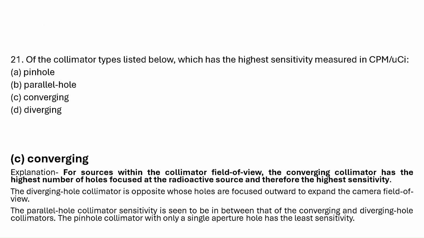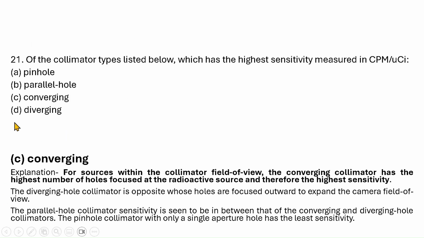The converging collimator has the highest sensitivity because for sources within the collimator field of view, the converging collimator has the highest number of holes focused at a radioactive source, and therefore it has the highest sensitivity. Diverging has the opposite, and the parallel hole collimator has sensitivity in between converging and diverging, and the pinhole collimator with only a single aperture hole has the least sensitivity.